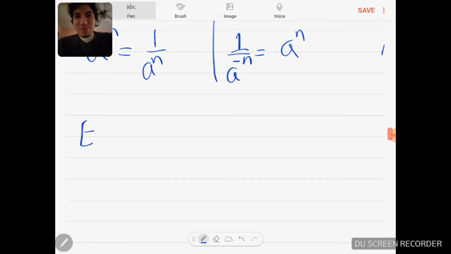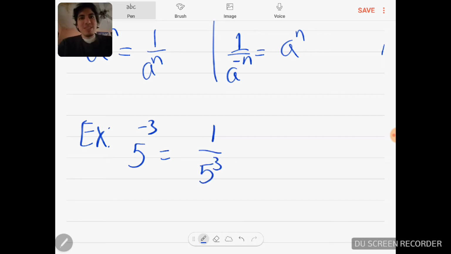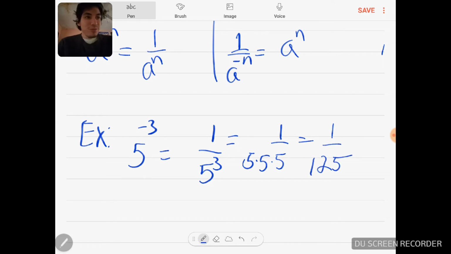Let's work out some examples real quick. First off, what is this? X to the negative 3. Something easy. It's going to go down to the denominator, x to the third. And some of you would stop, and I'll tell you no. In this case, you have to calculate. So it'll be 1 over 5 times 5 times 5, which is 1 over 125 as your answer.